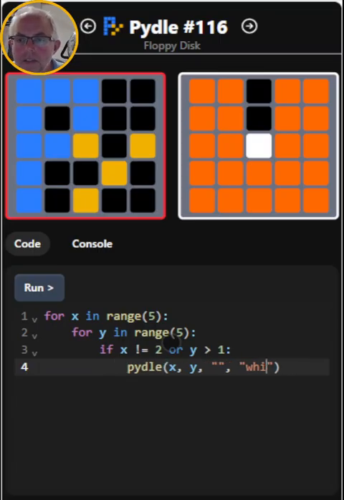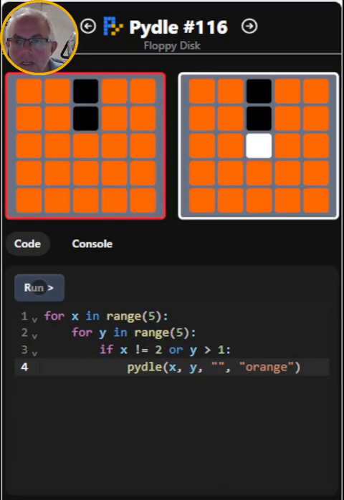Okay, so let's first start to build up our picture slowly. Okay, so that's the whole thing orange. And now we just need to exclude the white pixel, or we need to color that white.